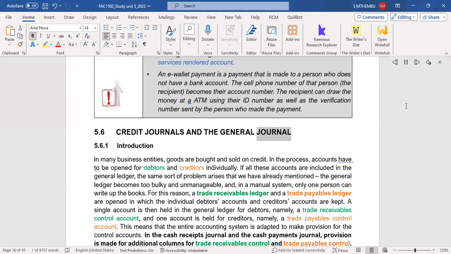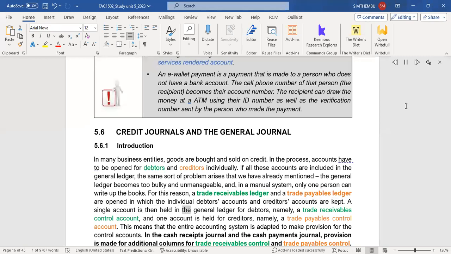5.6 Credit journals and the general journal. 5.6.1 Introduction. In many business entities, goods are bought and sold on credit. In the process, accounts have to be opened for debtors and creditors individually. If all these accounts are included in the general ledger, the same sort of problem arises that we have already mentioned. The general ledger becomes too bulky and unmanageable, and, in a manual system, only one person can write up the books. For this reason, a trade receivables ledger and a trade payables ledger are opened in which the individual debtors' accounts and creditors' accounts are kept.